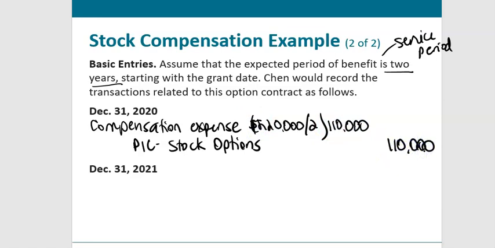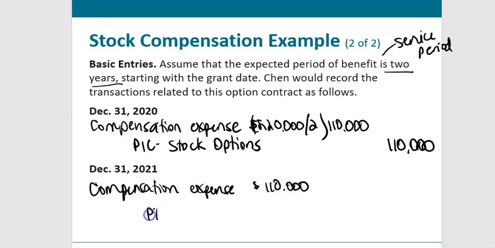What are we going to record at the end of the second year? Again, we're going to do the same thing: compensation expense for $110,000, and then we increase the stockholders' equity account paid-in capital stock options, also for $110,000.